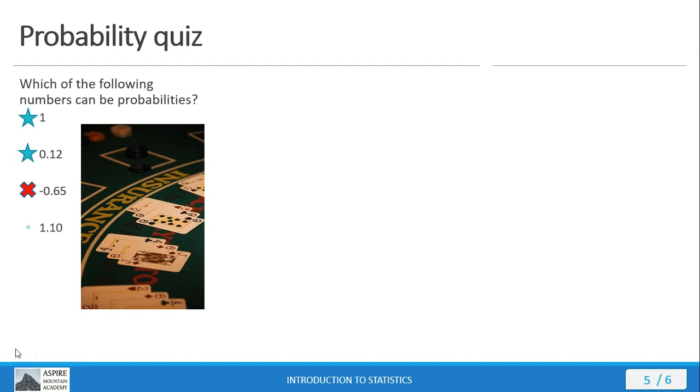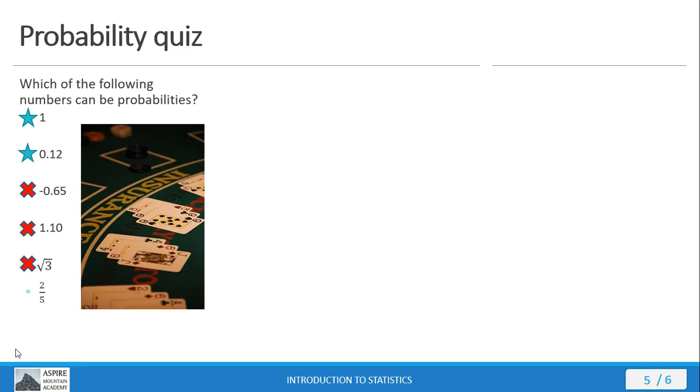What about 1.1? Well, no, this cannot be a probability either, and for similar reasons. Any number that's greater than 1 cannot be a probability. What about the square root of 3? Well, if you don't know what the square root of 3 is, go ahead and punch that out on your calculator. There's no problem with that and no shame in it either. So if you do that, you're going to get approximately 1.73. And since that number is greater than 1, the square root of 3 cannot be a probability.